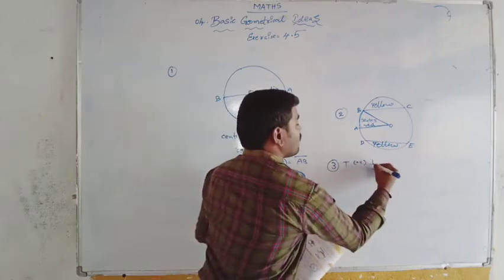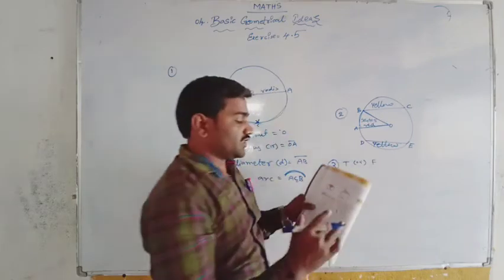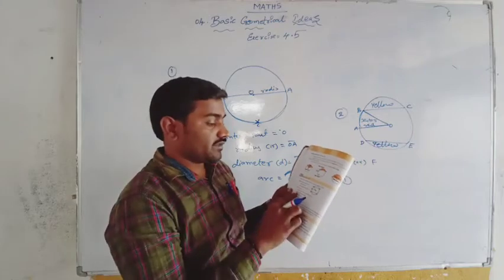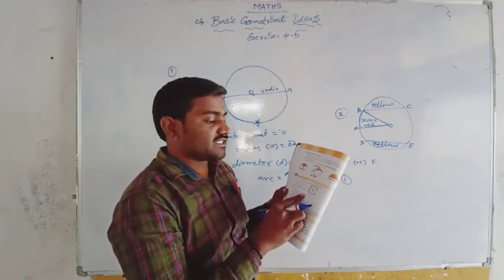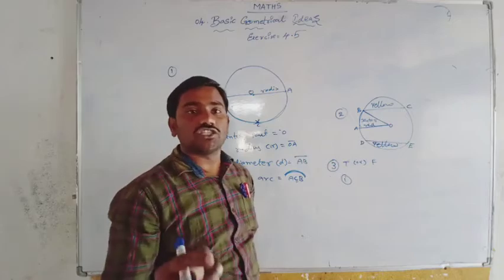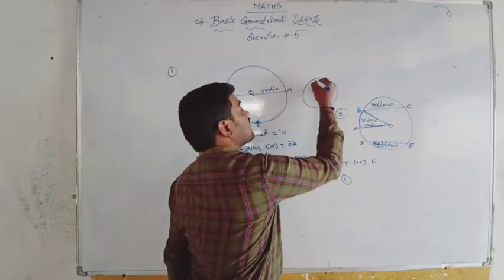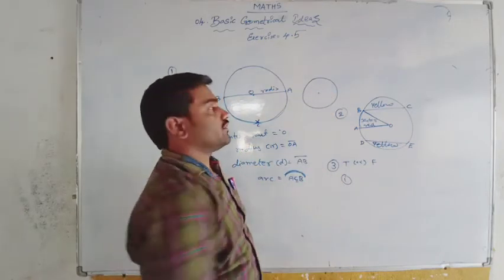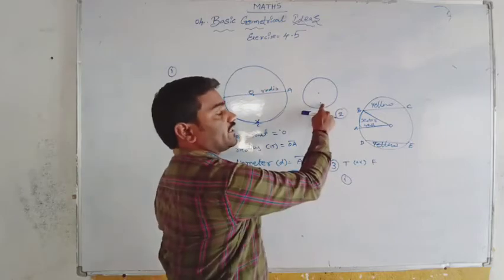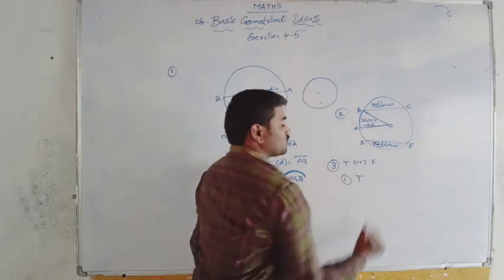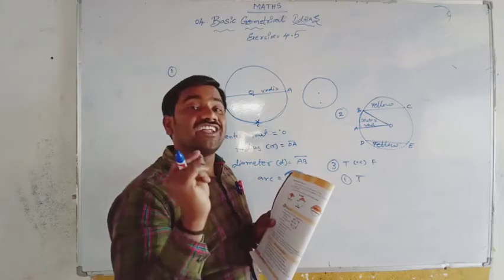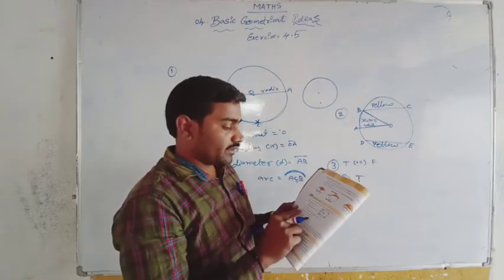True or false. Let me read the questions one by one and you try to understand. We can locate only one center in the circle. Yes, it is true. How many center points does it have? Only one center point will be there. If you put a point here, it is not a center point. So it is a true statement.